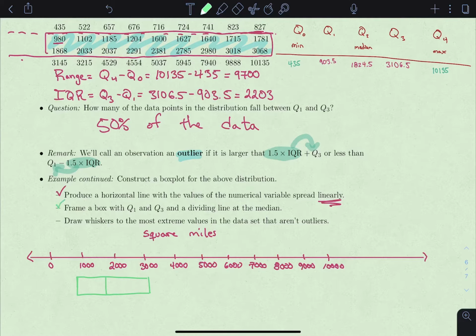So we did that. And then the last thing is to draw so-called whiskers to the most extreme values in the data set that are not outliers. So we need to find the dividing line for outliers and then find the biggest and the smallest numbers that aren't outliers and draw lines that will go out to those numbers, and that will be what we call the whiskers. So one thing we need to do is determine what is and what is not an outlier.